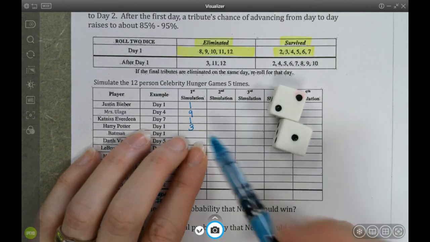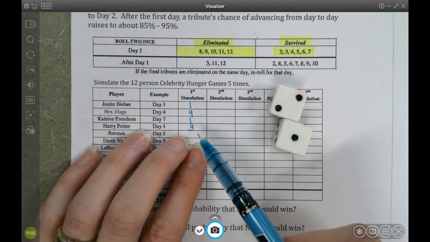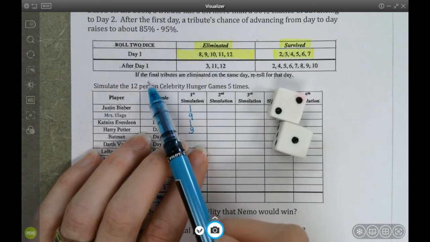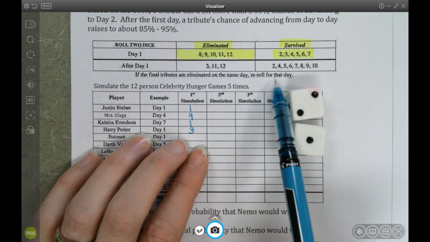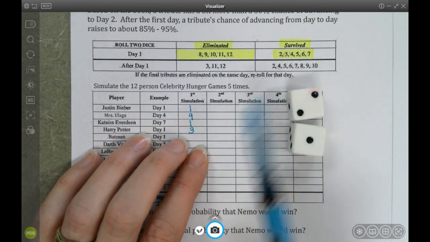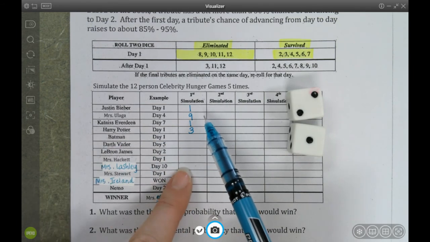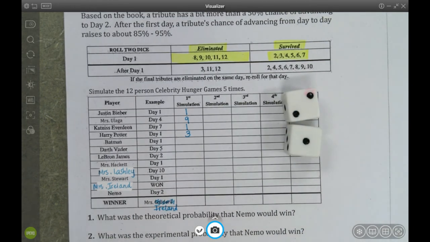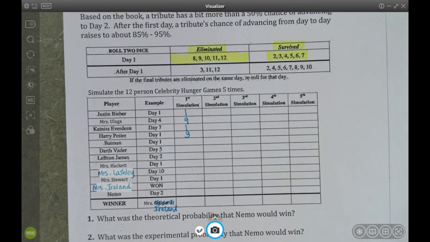So whoever stays alive for the most days wins that Hunger Games. And if your final 2 are eliminated on the same day, you re-roll for that day. Like if somebody else gets 9 and that's your biggest number, you would re-roll for day 9 on both of your people to see who lasts the longest. Since there's not very many of you, I'm going to give you each 2 and you're going to do your own. We'll probably only have time for 3 of them, but keep going on your own, so you can finish this one and then do a couple more.